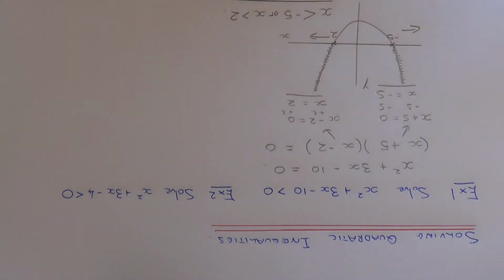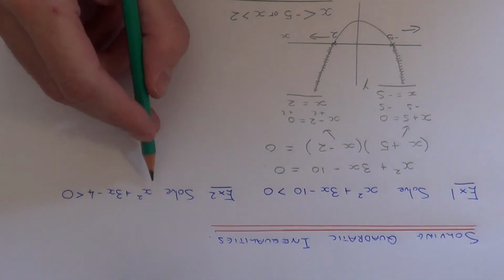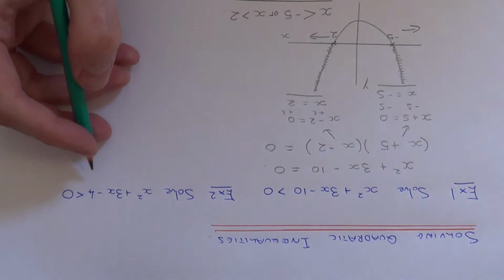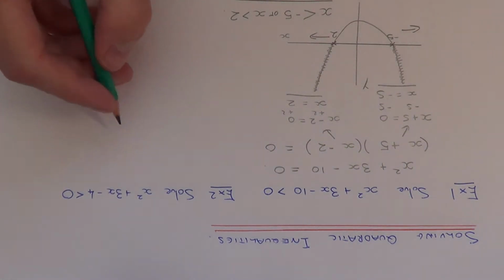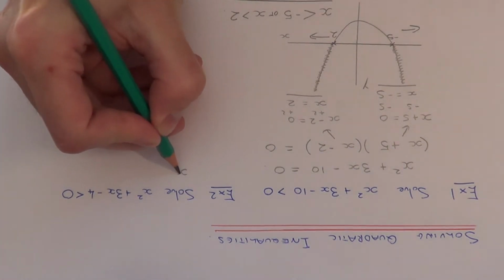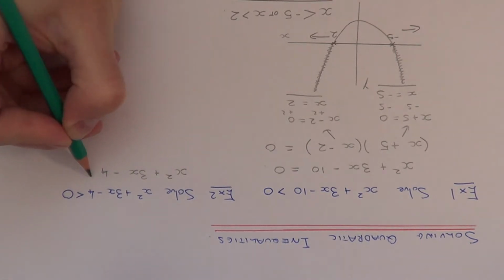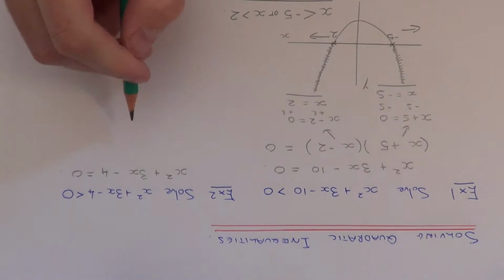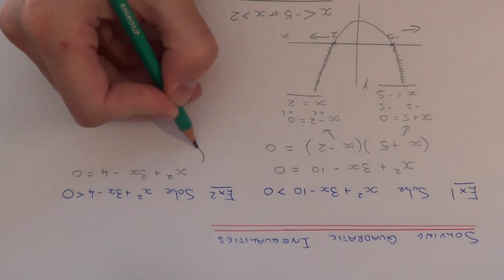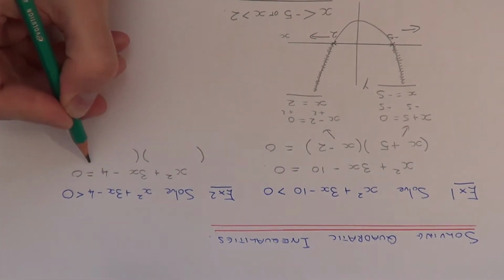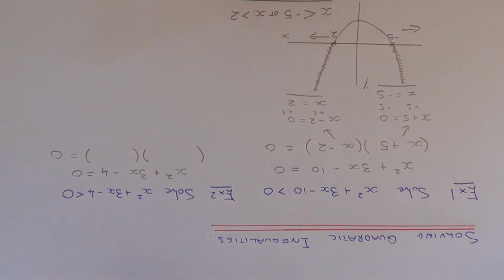So let's move on to our second example. So this time we've got to solve x squared plus 3x minus 4 is less than 0. So again, imagine it's just a quadratic equation. So forget about the inequality. So again, we just need to factorise it. So put it into double brackets.